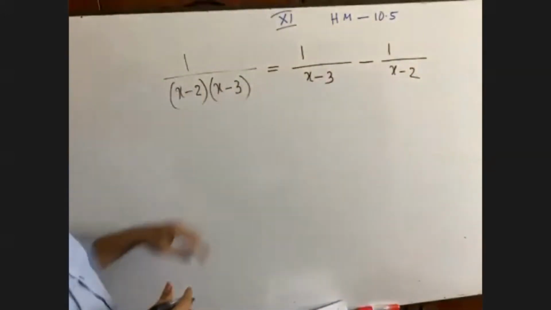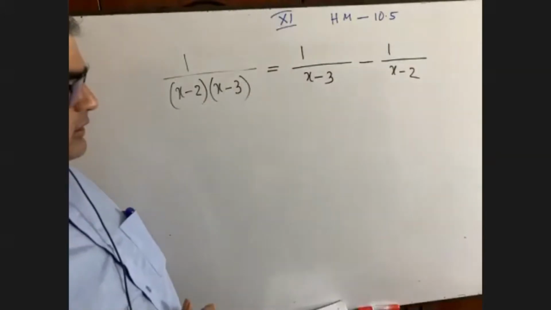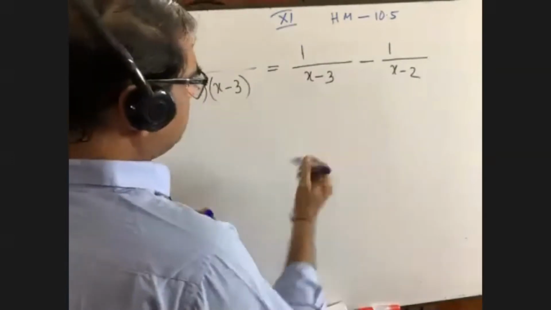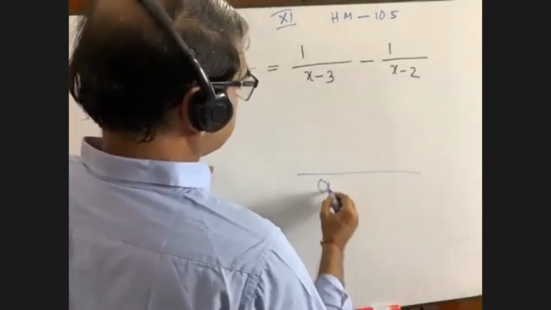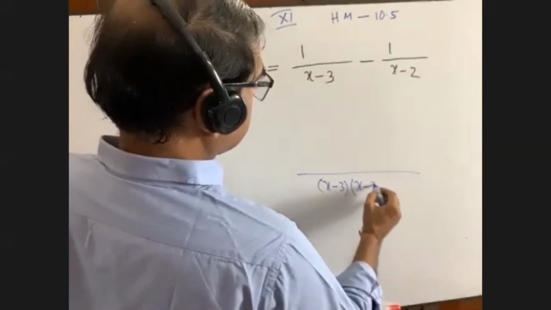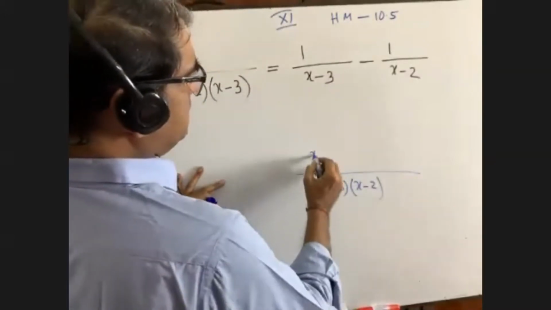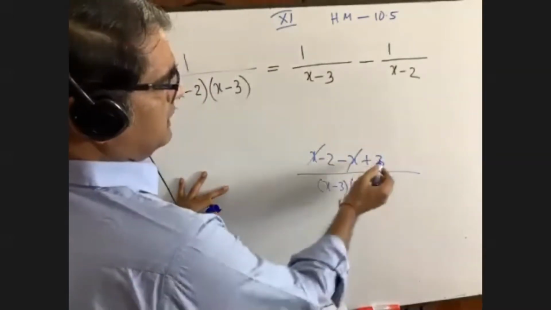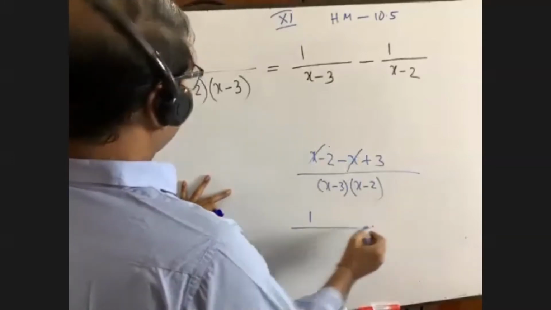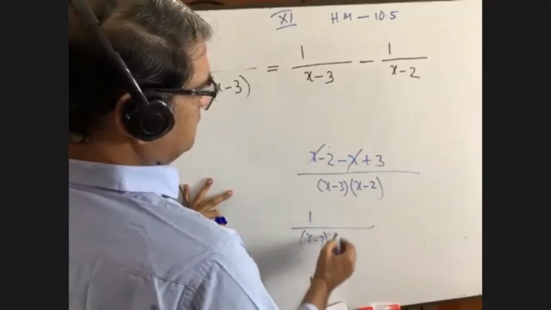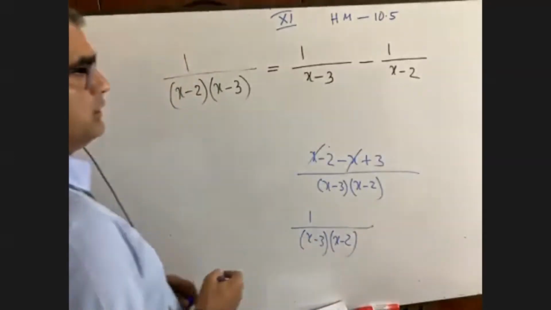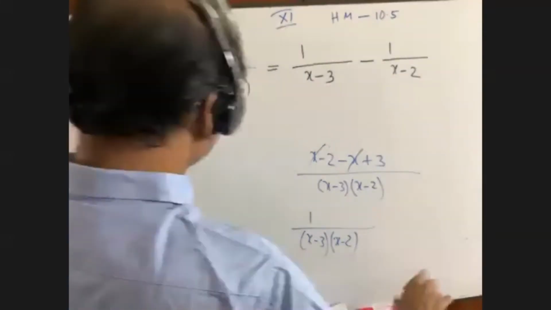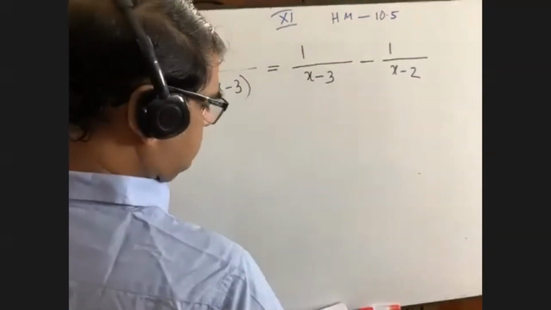Dear students, can you please calculate it? Can you get the LCM? Okay, let's try. If we get the LCM here, we get x minus 3, x minus 2. That is, we are getting here x minus 2 minus x plus 3. You see, x will be omitted and we are left with 3 minus 2, that is 1 by x minus 3, x minus 2. Have you seen it? Now the question may arise, how I have done it, right? Okay, very good.